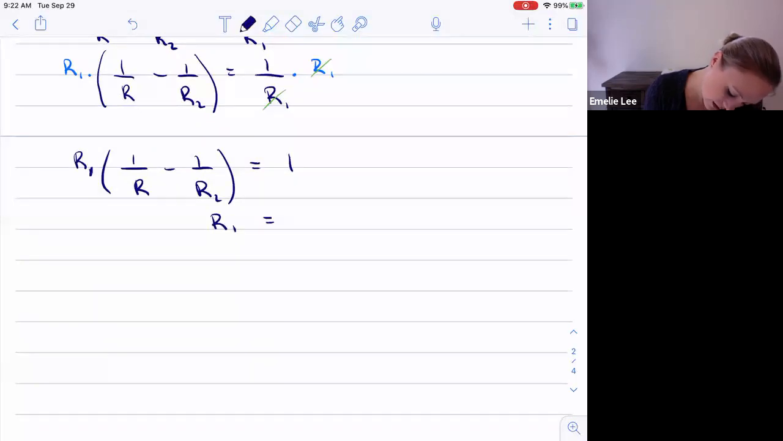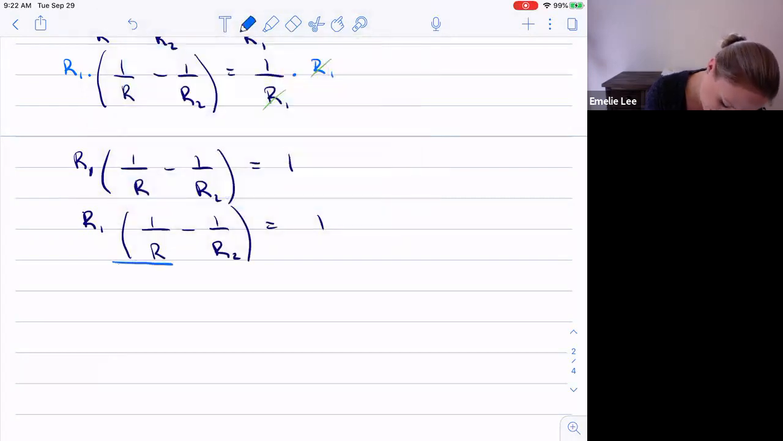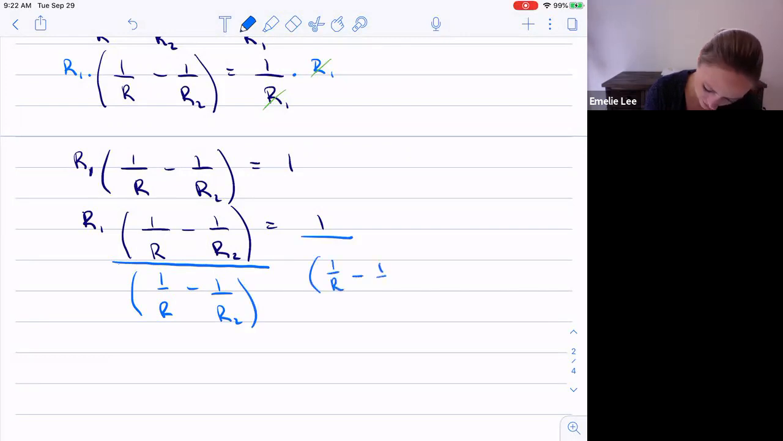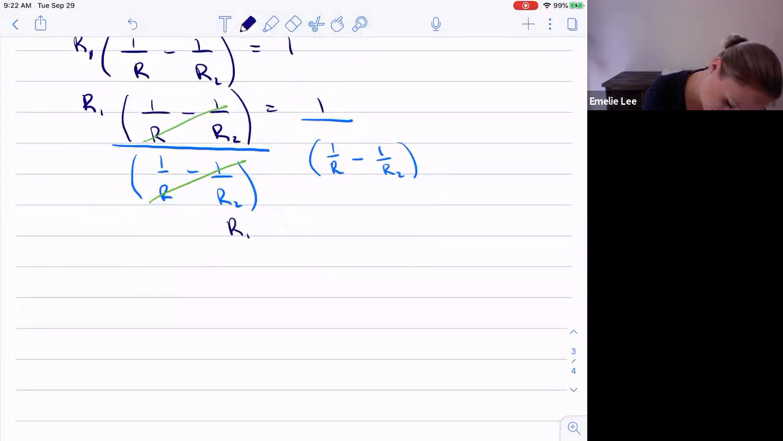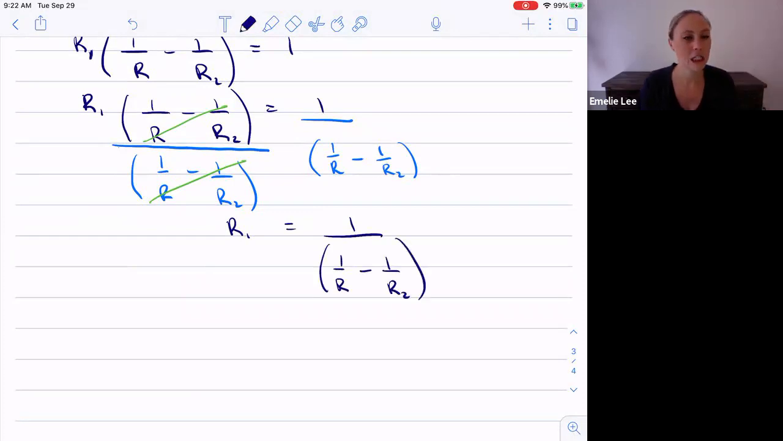So I end up with R1, I guess I should show, R1 times 1 over R minus 1 over R2 is 1. What I'm doing is dividing by 1 over R minus 1 over R2 on both sides. Here, this cancels with this. So what I'm left with is R1 equals 1 over 1 over R minus 1 over R2. Okay. This is the solution.